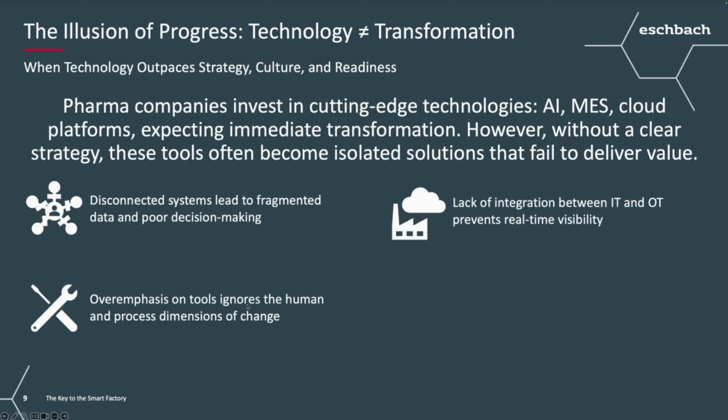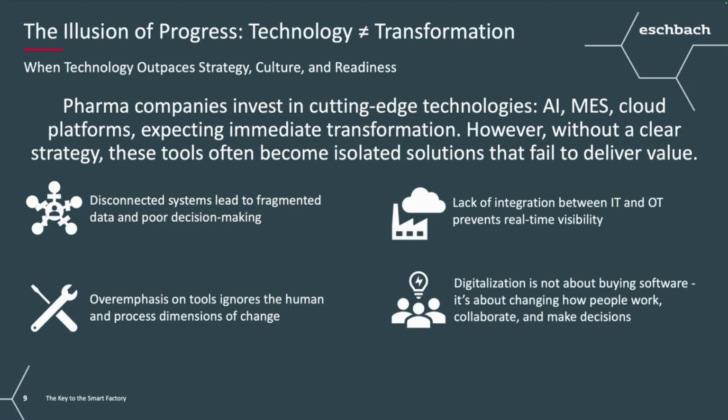And when IT and OT systems don't talk to each other, you don't get the real-time visibility that you need in order to manage a plant. If you are ignoring the human aspect of that change, you're probably going to end up with difficulties in your decision-making processes at the end of the day. So digitalization is not just about buying a piece of software or a bunch of software. It's about changing how people work, how they collaborate, and how they make decisions at the end of the day.